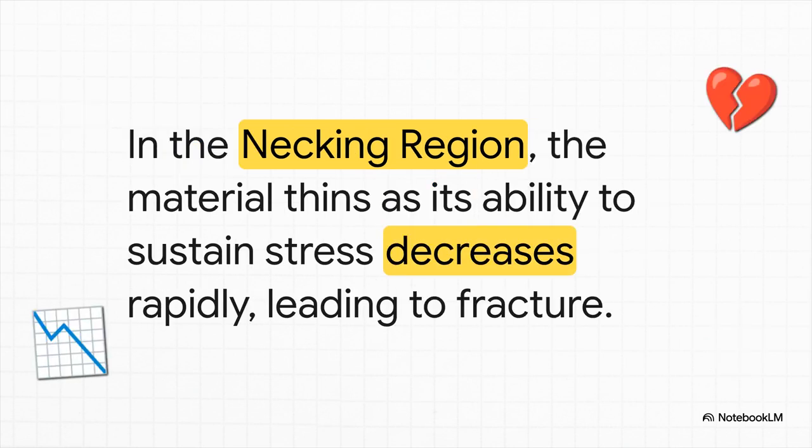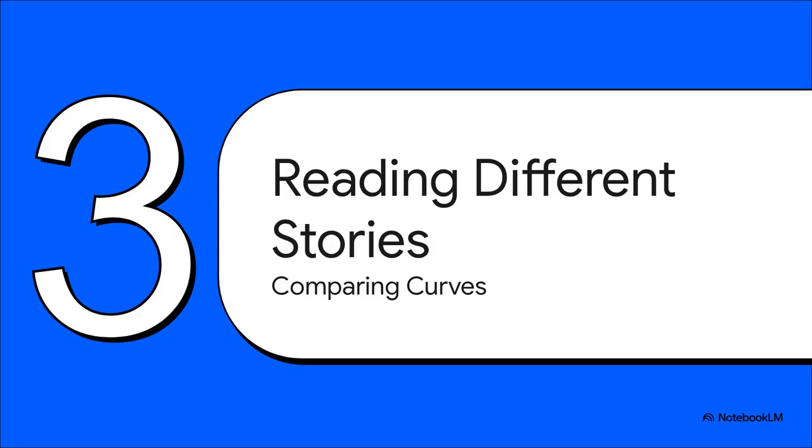And after that peak, the story enters its final, tragic chapter. The material just can't take any more stress. It starts to get thin in one specific spot. Engineers call this necking, because it looks like a little neck is forming. After that, the amount of force needed to keep stretching it actually drops, until finally, snap. It fractures. The end.